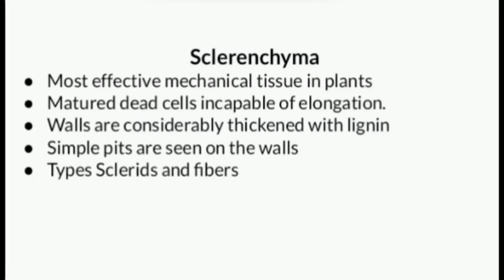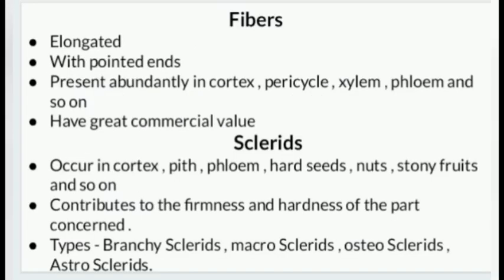Sclerenchyma is the most effective mechanical tissue in plants. It consists of matured dead cells incapable of elongation. Walls are considerably thickened with lignin. Simple pits are seen on the walls. Types: sclereids and fibers. Fibers are elongated, with pointed ends. They are present abundantly in cortex, pericycle, xylem, phloem and so on.